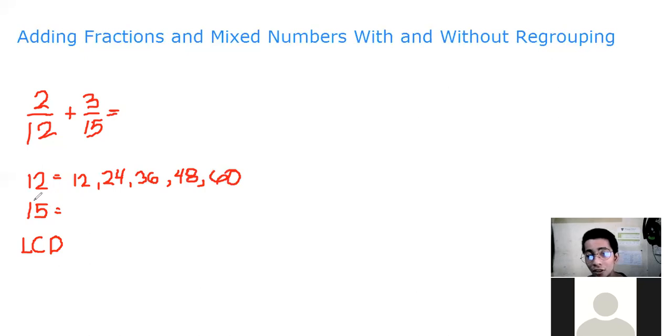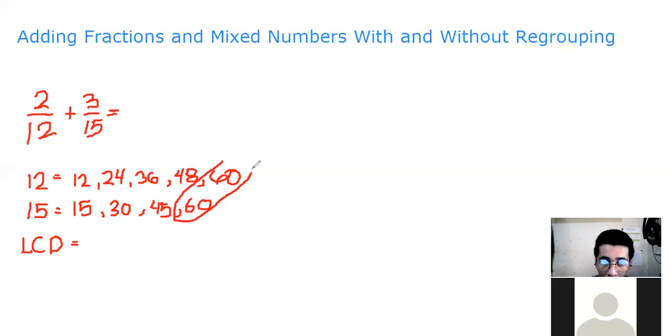Then, these are the multiples naman ni 15. 15 times 1, that is 15. Then, 15 times 2, that is 30. 15 times 3, that is 45. Then, 15 times 4, that is 60. So, stop na din tayo kay 60. Para malaman kung sino si LCD, nakita natin, we have 60 and 60. Parehas sila ng 60. So, that will be our LCD. So, our LCD is 60.